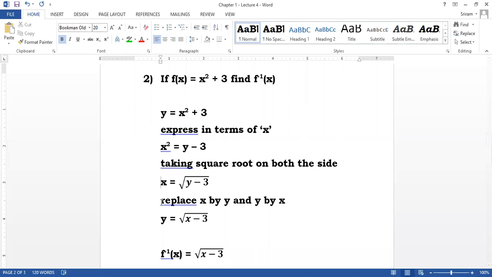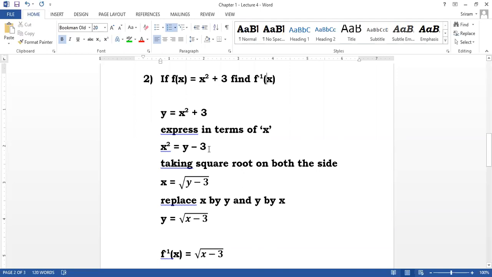But what I have to do, we need f inverse of x. That means we need the function to be in x. What is the meaning of f inverse of x? I have to express the function in x. So I am going to replace x and y. I am going to take x into y, y into x.